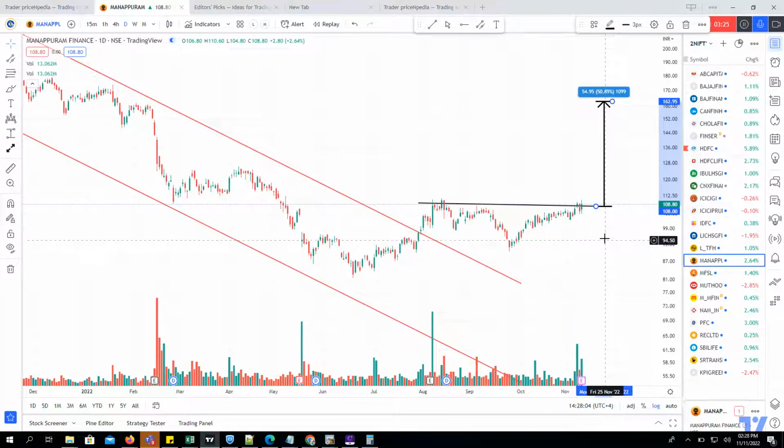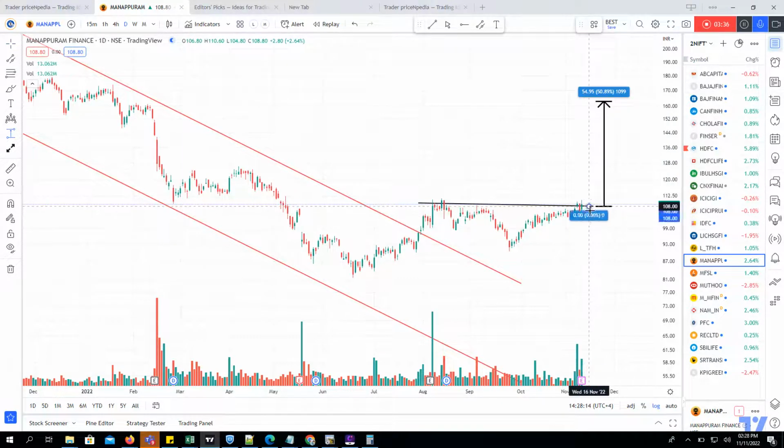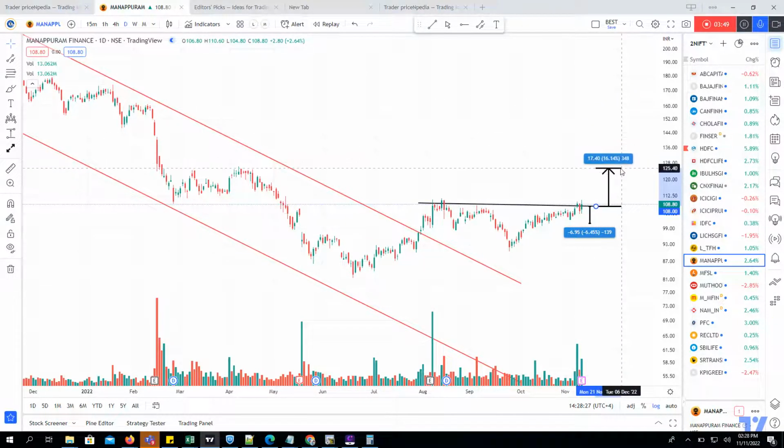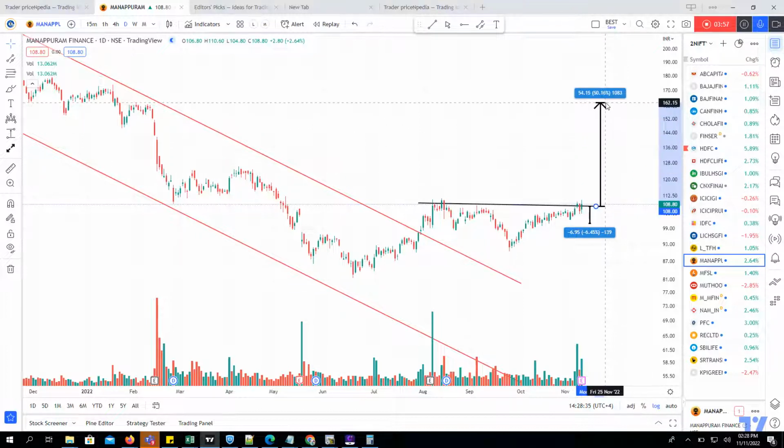So with a 50% upside on a long-term basis, and on a short-term basis around 126 as the target, what would be my stop loss? My stop loss is quite small here. I'll keep a stop loss just around 6 to 7% below. If I keep a stop loss of 7% below, and my target is around 126, it corresponds to around a 1 is to 2 risk reward. But if you want to go for slightly higher targets, then the risk reward becomes even better. It is around 1 is to 7 if you carry the stock on a long-term basis.